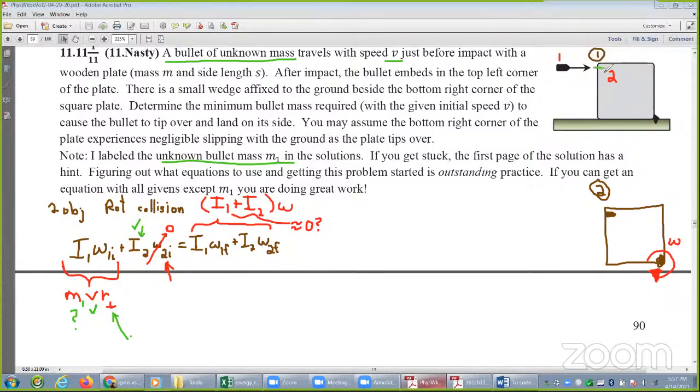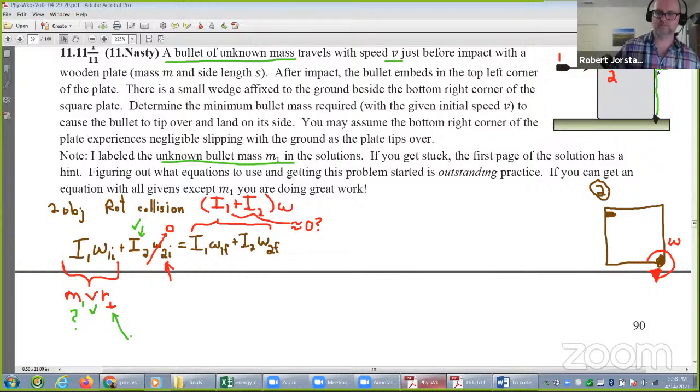The line of motion. And then that is R perpendicular. Do you agree? Yes. So what is the value of R perpendicular in this problem? S. S, and we know it. All right, so we're getting there.